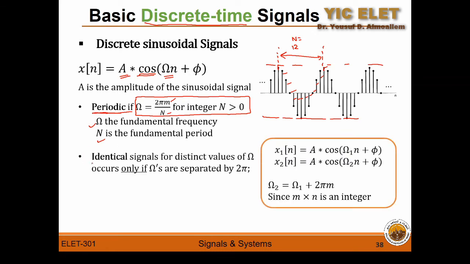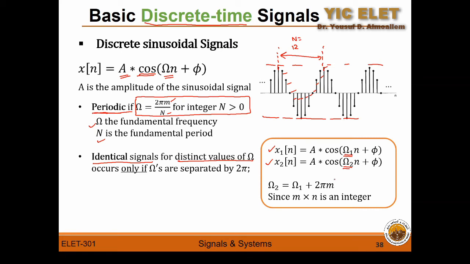Another point which differs discrete time from continuous time sinusoids is that you could find identical signals with distinct values of omega. Let's see here. This is signal 1 and signal 2, x1 and x2. Each of these signals has a different omega. So this is omega 1 and omega 2.